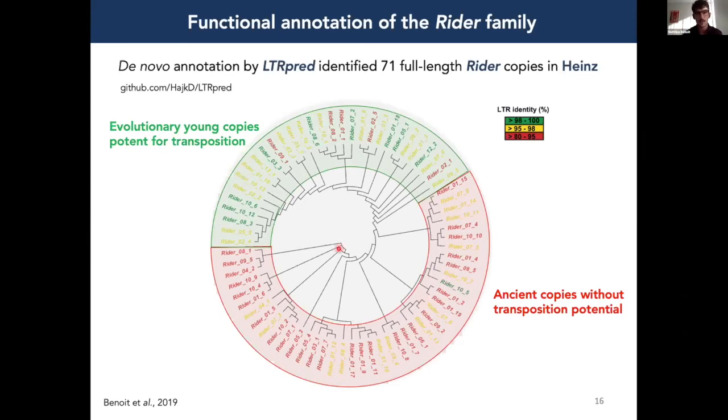What is interesting to note is that most of the young Rider copies tend to be inserted in open chromatin regions, close to genes, usually less than 2 kb away from genes, while more ancient copies tend to be located in heterochromatin and far from genes.